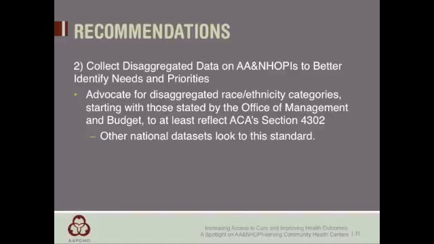So those race and ethnicity categories for Asian Americans include 7 Asian American categories and 4 Pacific Islander categories. The difference between the census versus 4302 is that the census includes a write-in category for both Asian Americans and Pacific Islanders, which is the standard that we'd like to see in all national data sets.